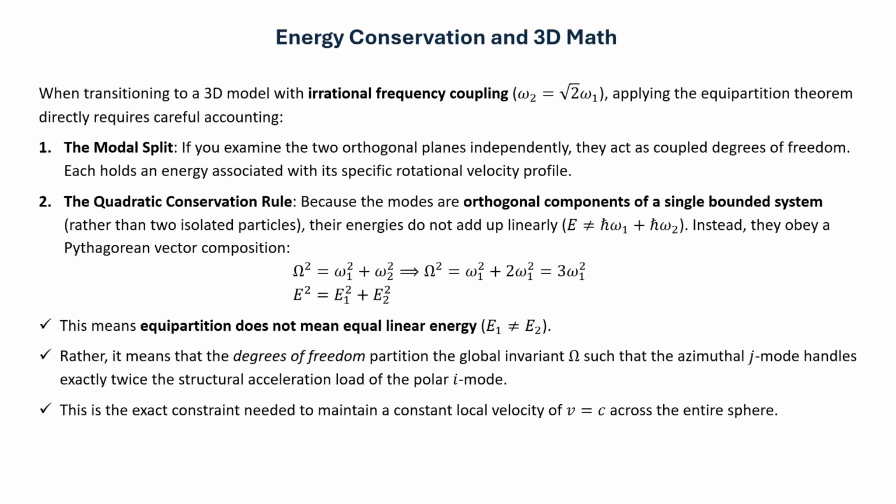So the degrees of freedom partition this global invariant capital omega, such that the azimuthal or J mode, using that imaginary unit which depicts a plane, handles exactly twice the structural acceleration load of the polar or I mode. Again, it's a lot of formulas, especially when you analyze that in Cartesian coordinates, which we will do in a moment. But that's the constraint you need to maintain, that physical constraint of constant local velocity, VSC, across the entire sphere.